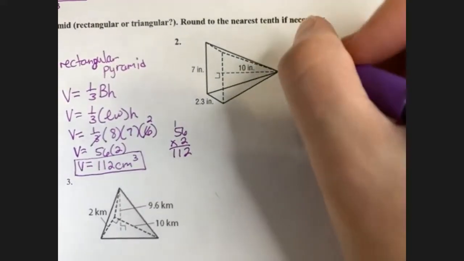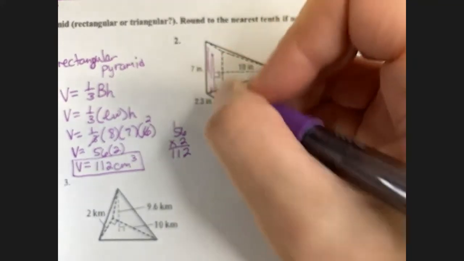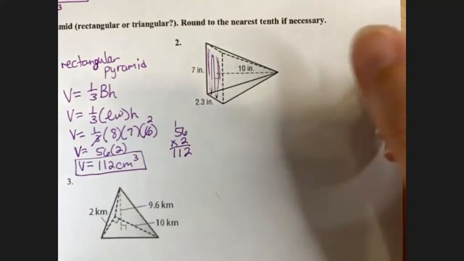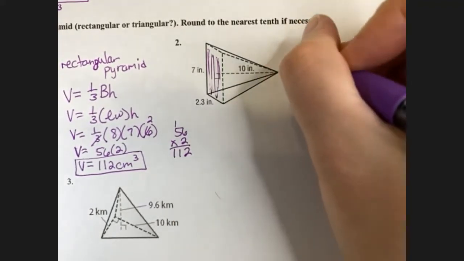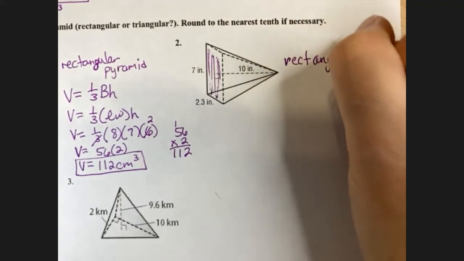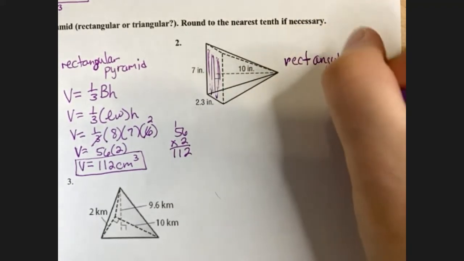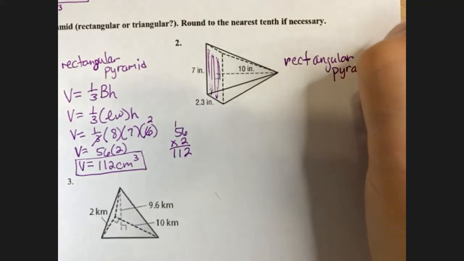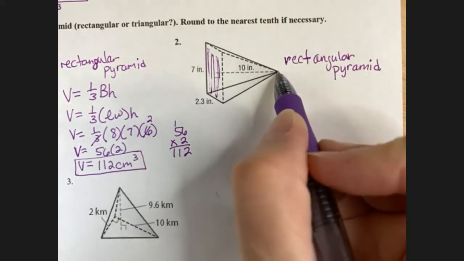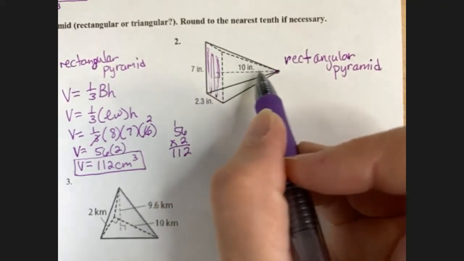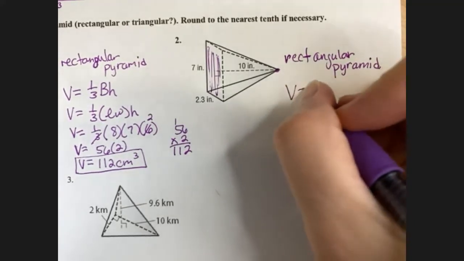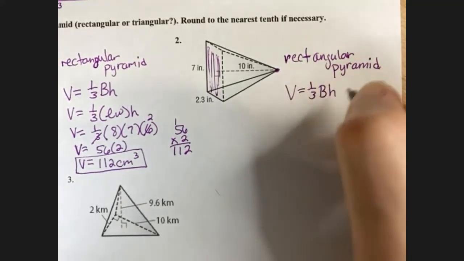I know that this is going to be a base figure right here where it's making a 90-degree angle with the height. That's my base. And so I'm going to call this a rectangular pyramid because the bottom is a rectangle. So back to why it's a rectangular pyramid, because it only has one base. It's opposite the point. So it'll be opposite that 90-degree angle there. And it's a rectangle.